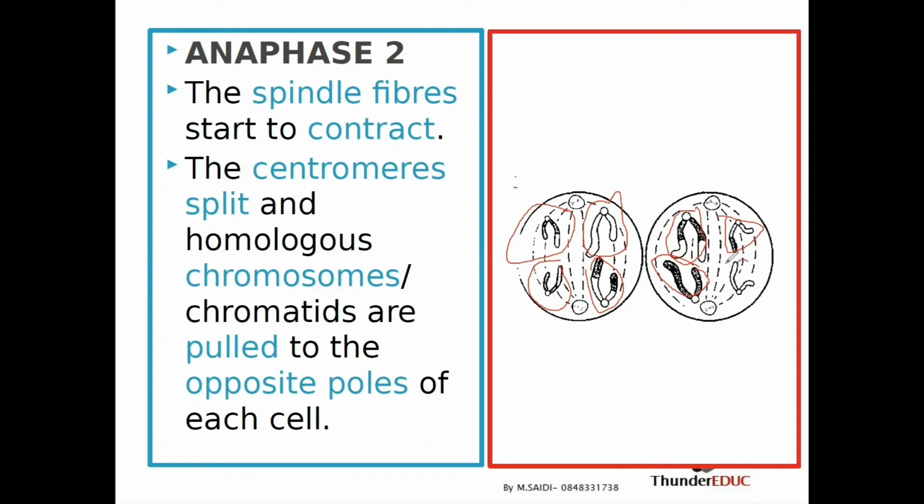When the chromosome breaks, what's going to happen? The chromatids now become daughter chromosomes. Okay, because a chromatid with a centromere, you must know that's a chromosome. So these are daughter chromosomes. That is what is happening in anaphase 2.